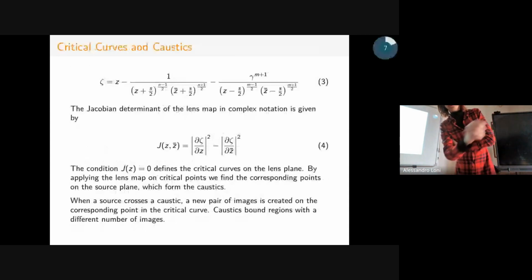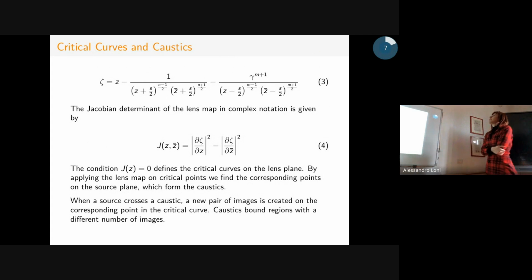And at the end, we rewrite the lens equation in this way. Starting from the lens equation, we compute the Jacobian determinant, which is called J. The condition J equal to 0 defines the critical curves on the lens plane. Then we apply the lens map on the critical points of these critical curves, and we find the corresponding points on the source plane. And these points form the caustics.